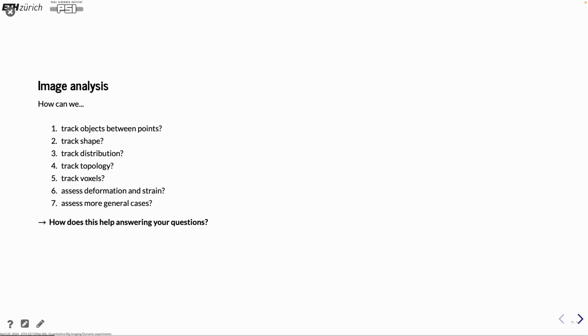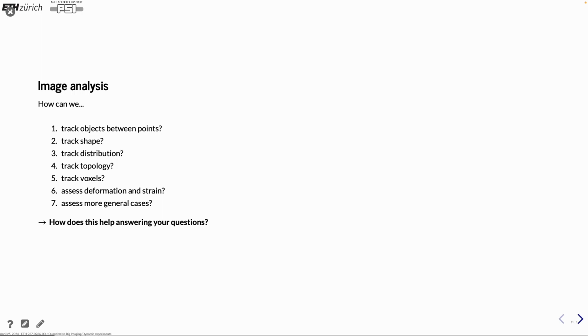And the image analysis, of course, we need methods now to track objects between different points. Also possibly track the shape change, track distributions over time, possibly tracking the topology, maybe even tracking single voxels, but that is a little bit too detailed mostly, it's more like groups. And we could also possibly look for deformation and strain in the samples. And well, your imagination's probably the stop for what to look for over time.